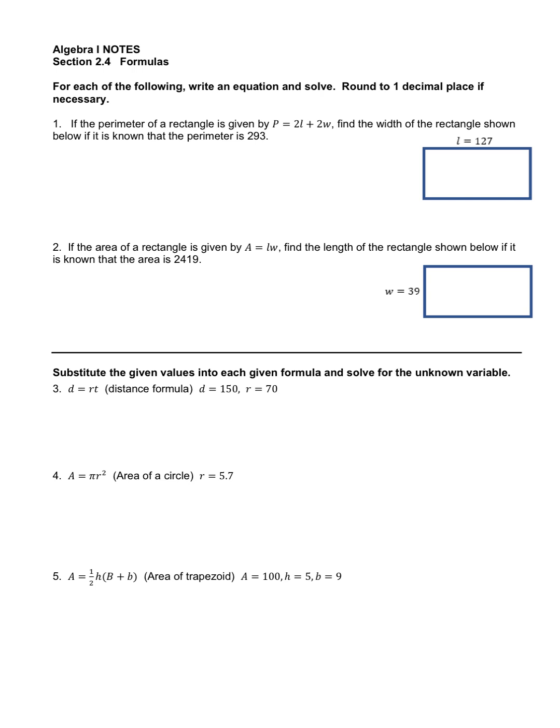Number one will be relating to the rectangle on the right that has a length of 127. So it says if the perimeter P of a rectangle is given by P equals 2L plus 2W, which is two lengths plus two widths, find the width of the rectangle shown below.